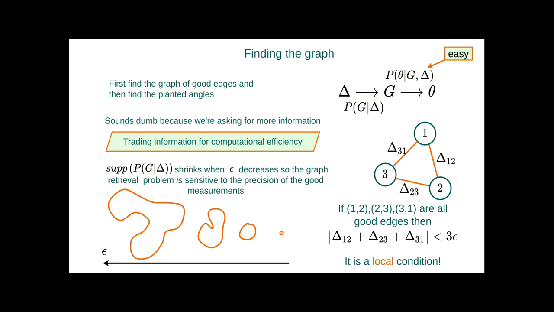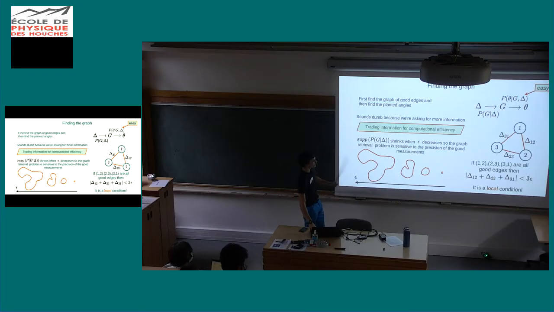The idea is that this formulation is more sensitive to epsilon, because the support of this measure, which ideally should be a point mass if we were able to fully recover the graph, greatly shrinks when epsilon decreases. And so we are exploiting, this time, information about the precision of the measurement that we have at our disposal.